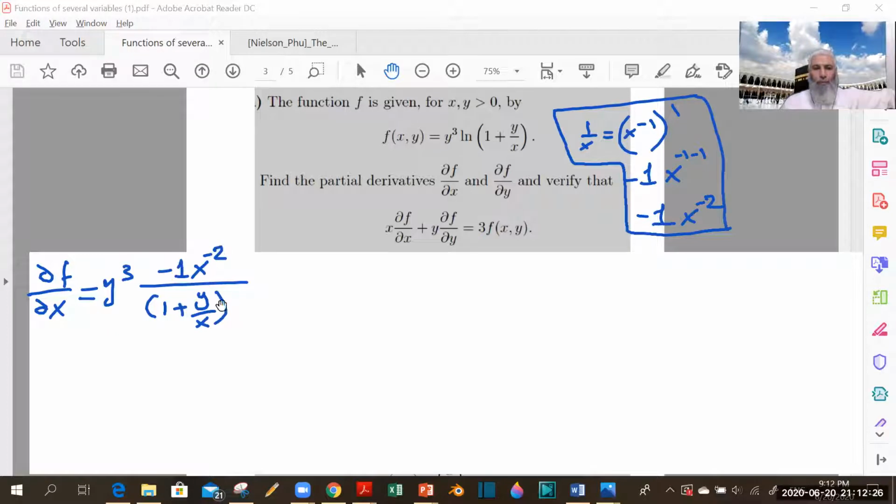So that's it. This is the derivative of f with respect to x. Now df dy, with respect to y.